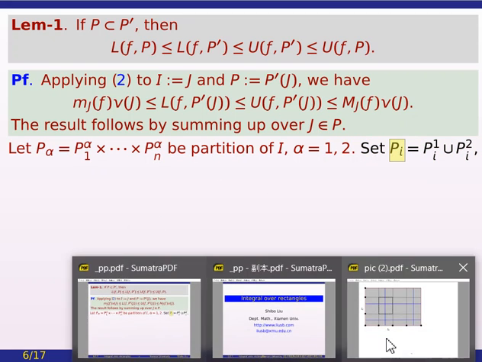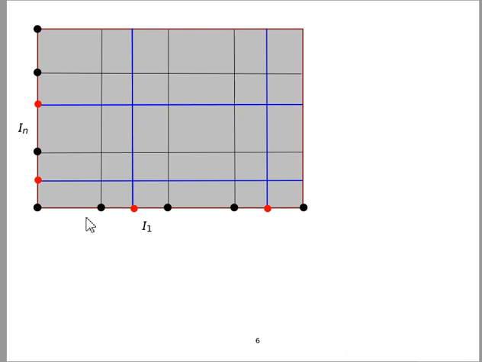Let me show you a picture. In this picture, the black dots determine a partition of the rectangle, and the red dots also determine a partition of the rectangle. The sub-rectangles for the partition P1 are the rectangles with the black edges, and the rectangles with respect to P2, that is the red dots, are the rectangles with the blue edges.